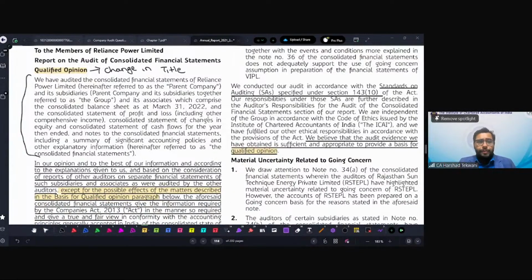Any doubts with respect to qualified opinion or the types of opinions that we have discussed till now? Or any doubt with respect to SA 700 or whatever we have discussed in the audit report, from start to end, para by para?